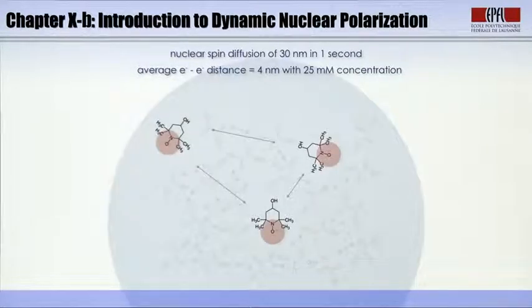Now in a typical DNP sample, the average electron-electron distance is typically on the order of a few nanometers when you have about tens of millimolar concentration. So it is important here to realize that the nuclear spin diffusion is going to propagate the polarization on a scale which is already larger than the electron-electron distance within only a second.